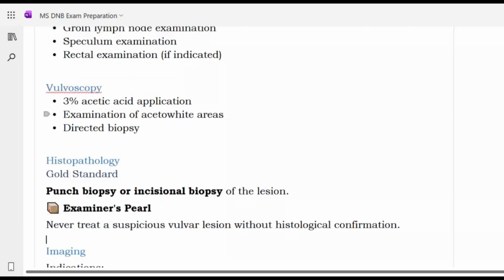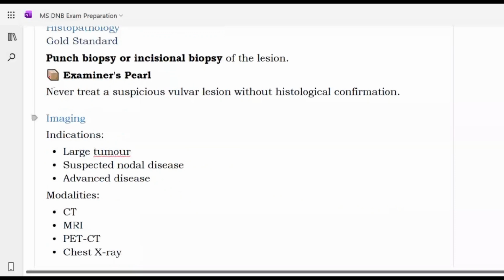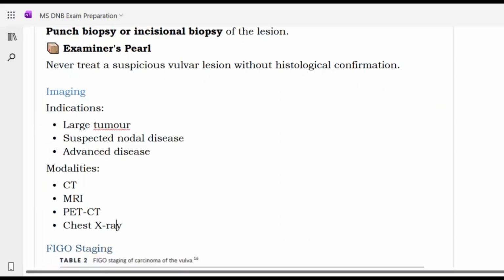Vulvoscopy, 3% acetic acid application, because examination of the vulva may show acetowhite areas, and then you will be able to take out the biopsy. That is vulvoscopy. Then histopathology, that is the gold standard, and you will be doing the punch biopsy or the incisional biopsy. However, if the lesion is small, then you may do the wide local excision also. Now what exactly this is, we will see later on. So punch biopsy or incisional biopsy of the lesion. Never treat a suspicious vulvar lesion without histological confirmation.